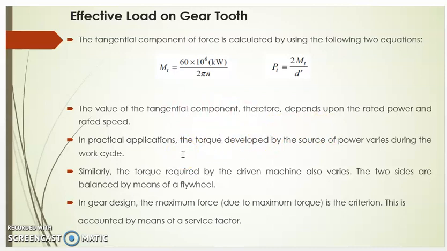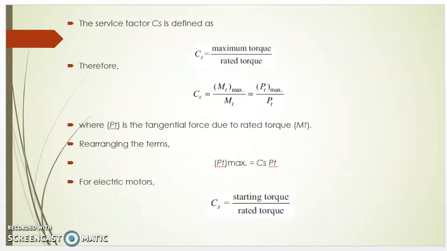In practical applications, the torque developed by the source of power varies during the work cycle. Similarly, the torque required by the driven machine also varies. The two sides are balanced by means of a flywheel. In gear design, the maximum force due to maximum torque is the criterion. This is accounted for by means of a service factor. The service factor CS is defined as CS is equal to maximum torque divided by rated torque.